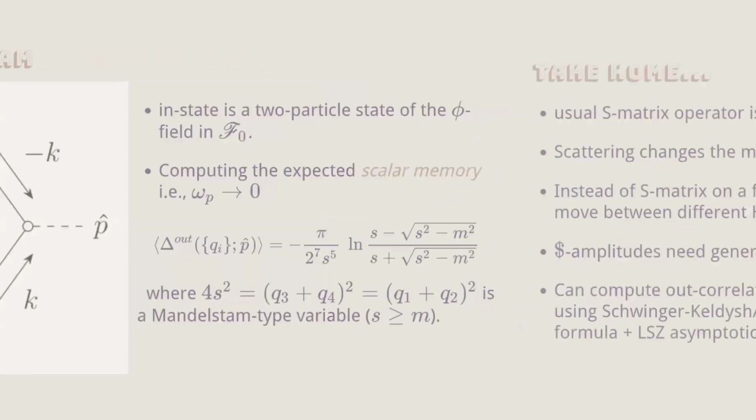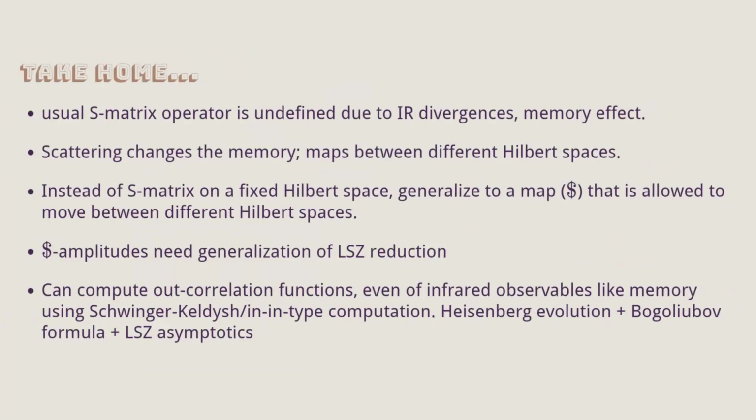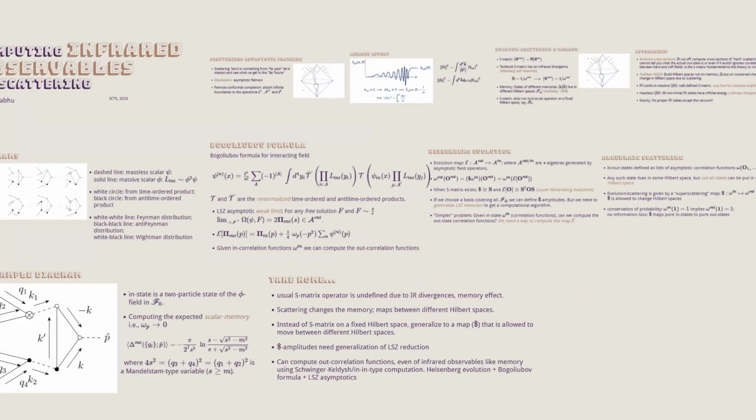Actually, that was the end. Take home: basically, you can calculate infrared quantities, which is a lot like KMOC and Schwinger-Keldysh, like we've seen, and that's it.